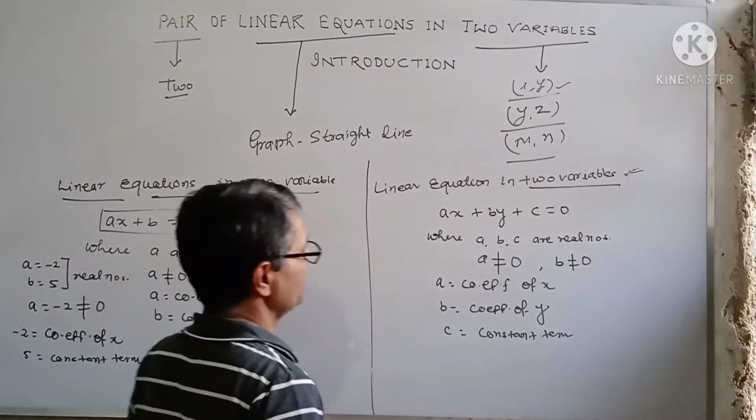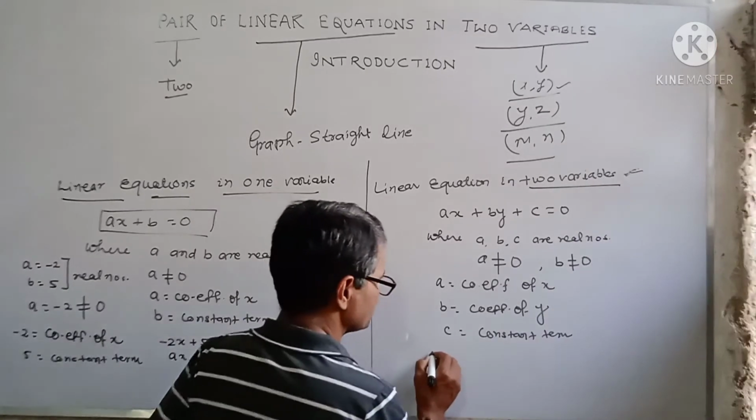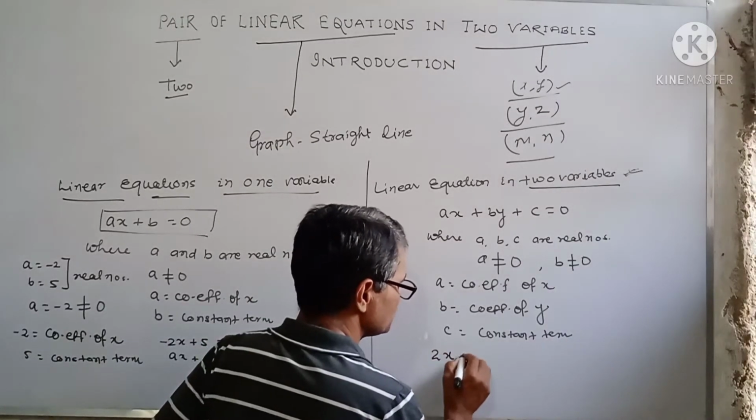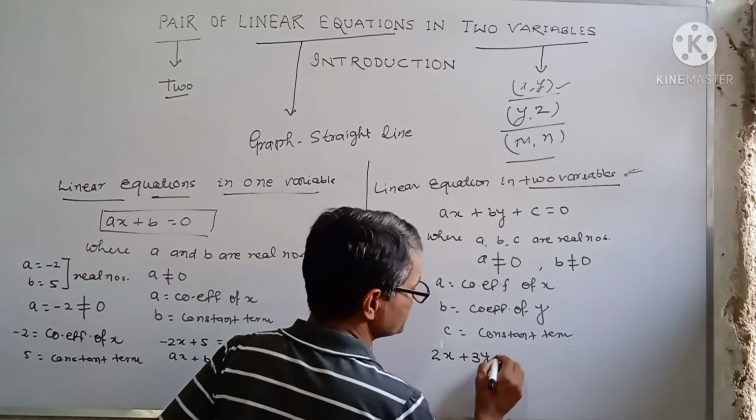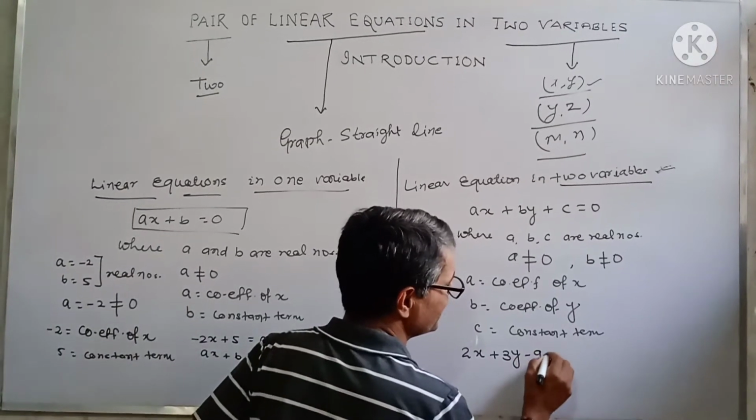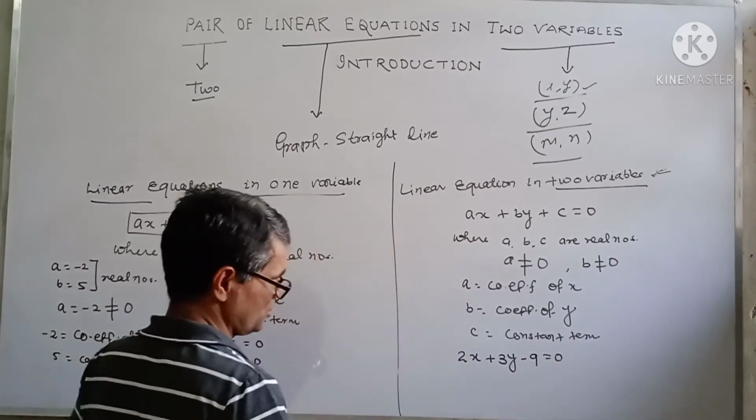As for example, 2x plus 3y minus 9 is equal to 0.